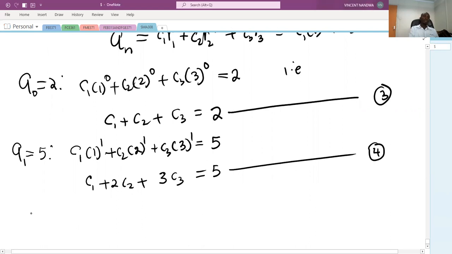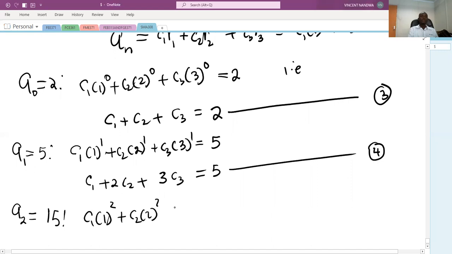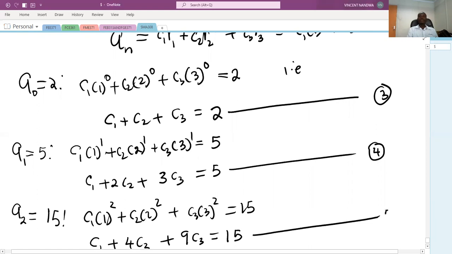And lastly, we were told that A2 is given by 15. So that means C1, 1 raised power 2, plus C2, 2 raised power 2, plus C3, 3 power 2 should give us 15. So this would be C1 plus 4C2, 3 squared is 9, C3 is 15. So you get this one as equation 5. So it results into a system of 3 linear equations in 3 unknowns, C1, C2, and C3.